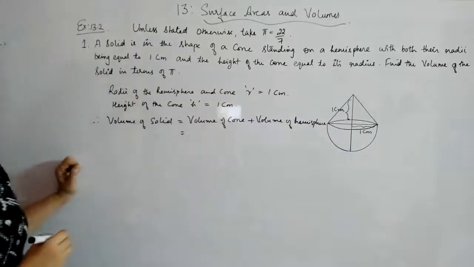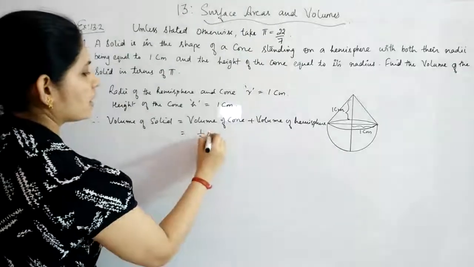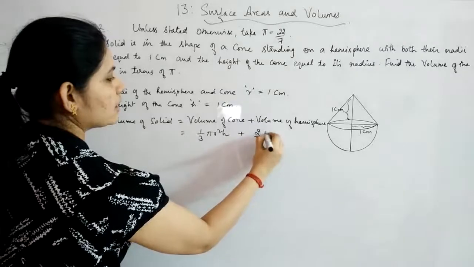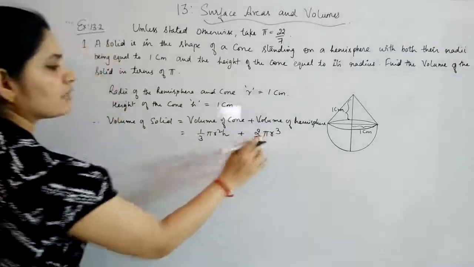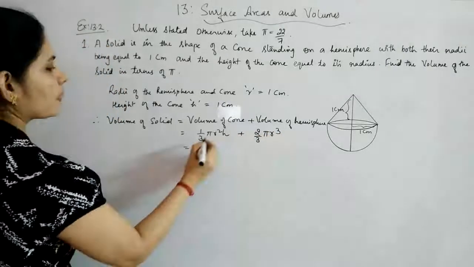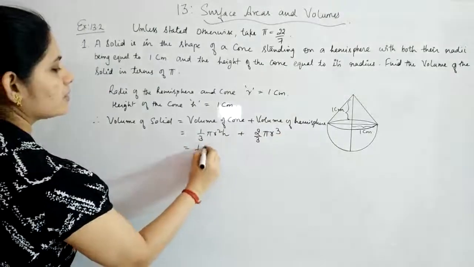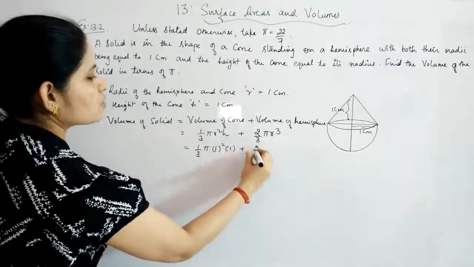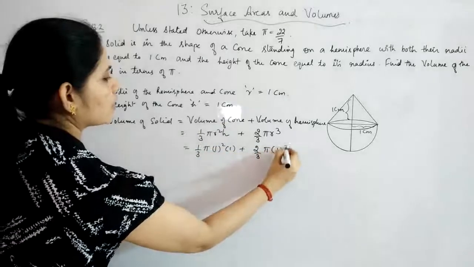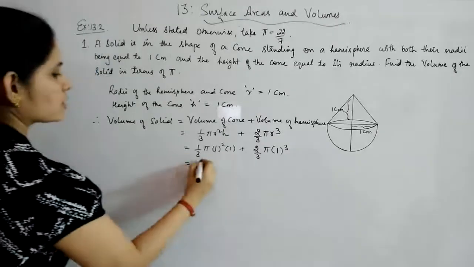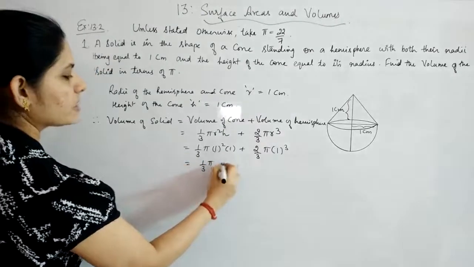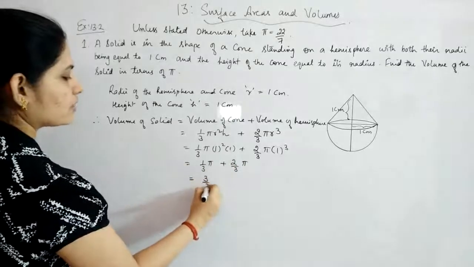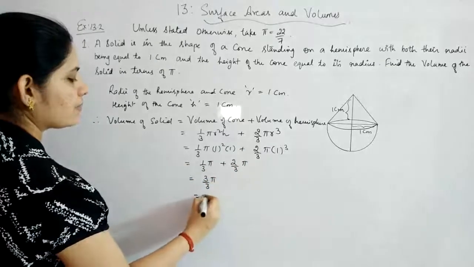Now what is the volume of a cone? 1 by 3 pi r square h, plus the volume of a hemisphere, which is 2 by 3 pi r cube. Everything we have discussed earlier, all the formulae. Now we are just replacing the values. 1 by 3 pi, r is 1 centimeter, h is also 1, plus 2 by 3 pi r cube, that is 1 cube. So you are getting 1 by 3 pi plus 2 by 3 pi, which is equal to 3 by 3 pi, or you can say pi.